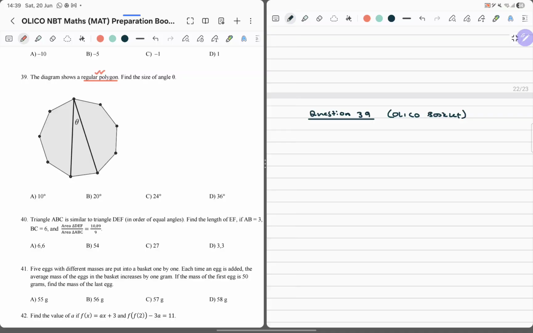Now we need to find the angle theta. Okay, so we can see that this is an angle subtended by this section. But what do we know about a regular polygon? We know that there is a circumscribed circle. So there's a circle there doing things.